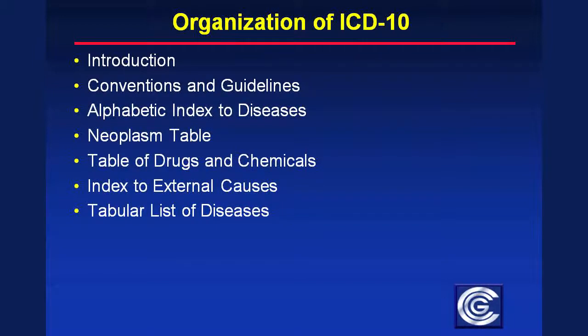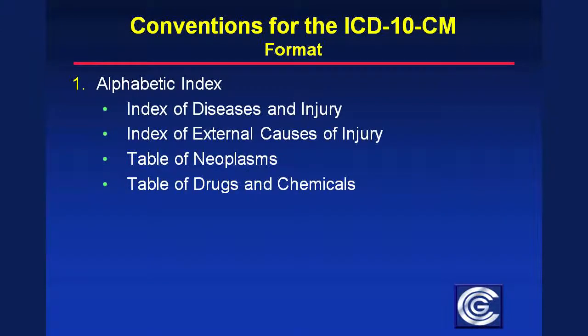While the content of the ICD-10 code set is very different from ICD-9, it's organized along the same lines. The handbook includes an introduction, conventions and guidelines, an alphabetic index to diseases, a neoplasm table, a table of drugs and chemicals, an index to external causes, and finally, a tabular list of diseases. There are two large sections within the ICD-10 handbook. The alphabetic index includes the index of diseases and injury, index of external causes of injury, a table of neoplasms, and finally a table of drugs and chemicals.